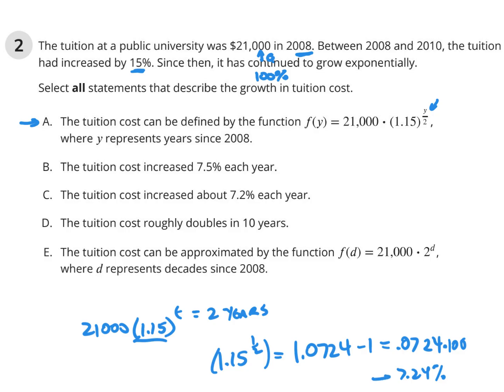Now, this is the B for each year. That's the percent increase. This is the B for each year. This is the percent increase down at the bottom. I probably should have put them in. So C works. The tuition cost is not 7.5, it's 7.2.